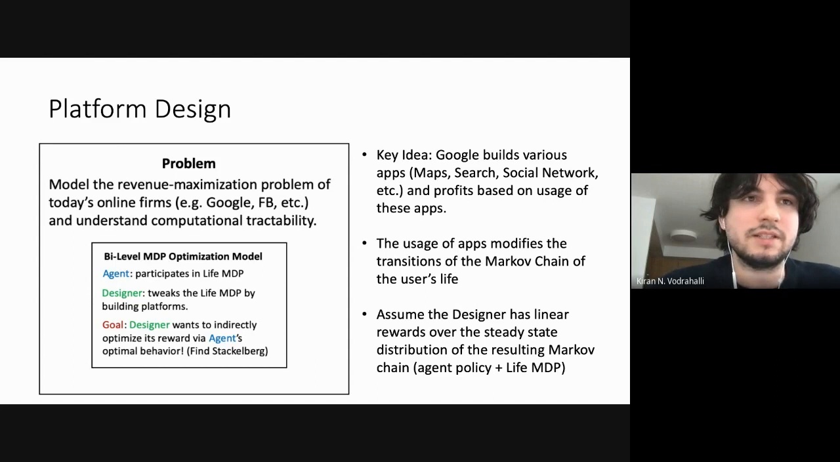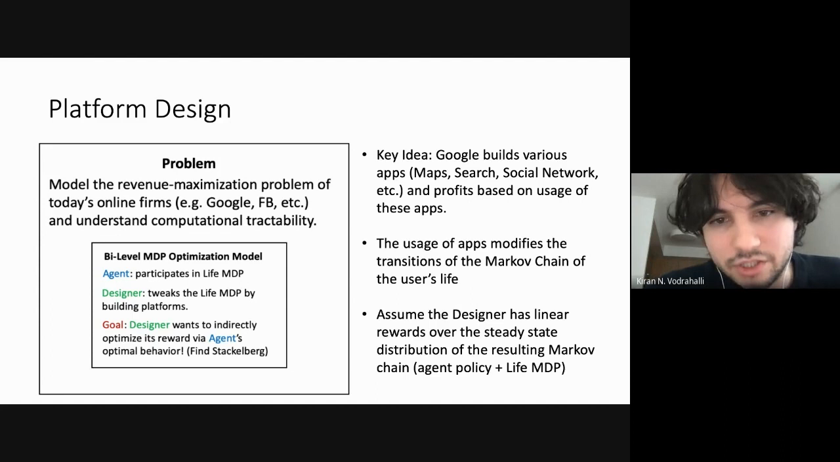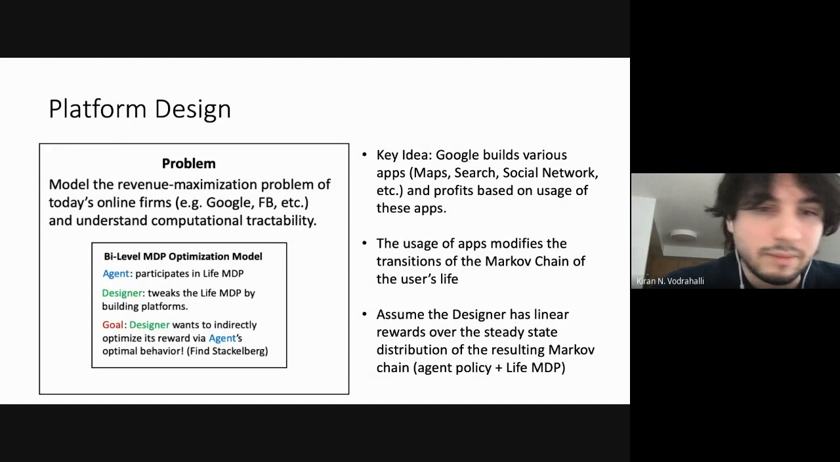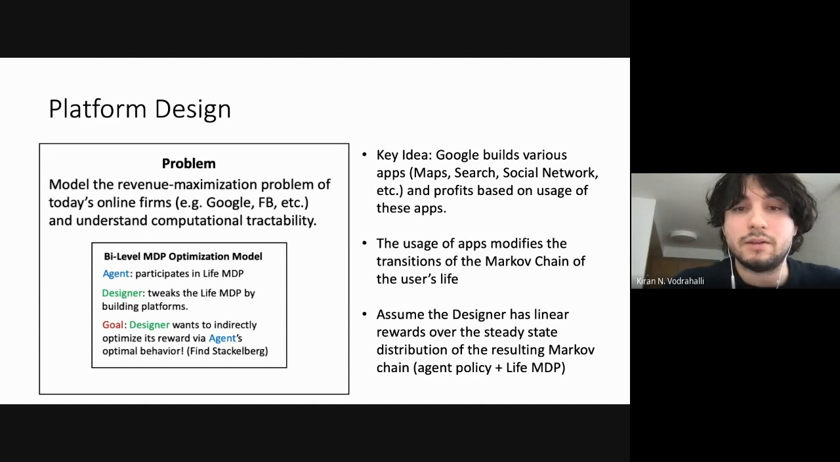And now this can modify the transitions of the Markov chain. You know, there's maybe some better reward associated with using an app, but maybe there's also some cost because the user is giving up some data. Okay, so now the user is basically solving an MDP, a Markov decision process.